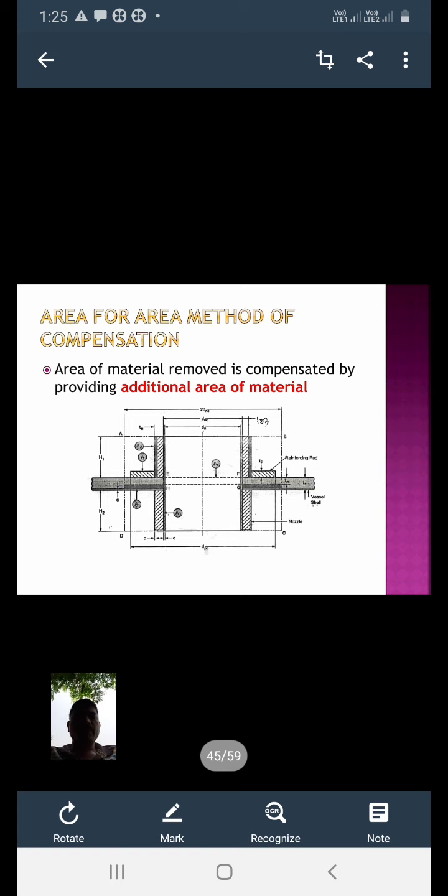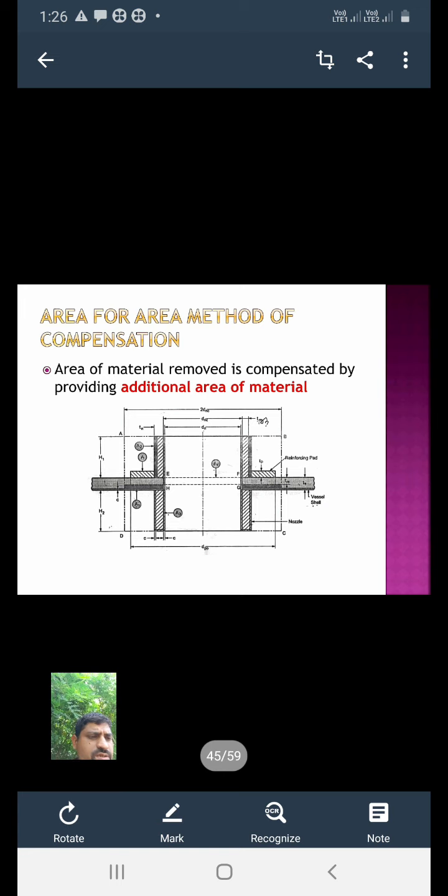Then there are two new notations given: heights H1 and H2. H1 is the height of the effective compensation in the nozzle wall outside the vessel, measured from the outside surface of the vessel wall. This is also given in mm. And what is H2? Height of the effective compensation in the nozzle wall inside the vessel. Means both heights are given, inside the vessel and outside the vessel. Both dimensions are given. Okay.